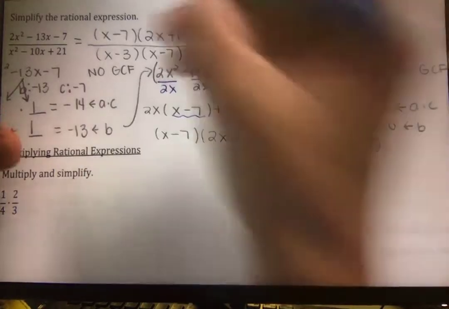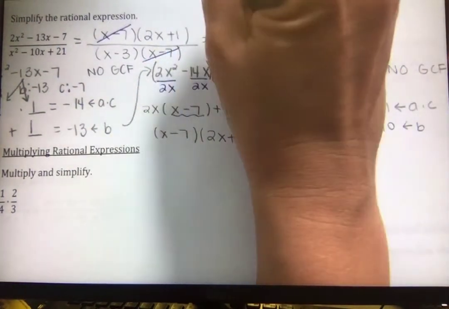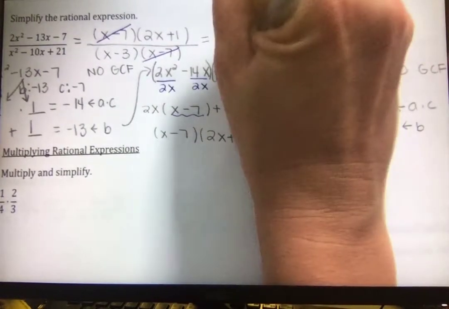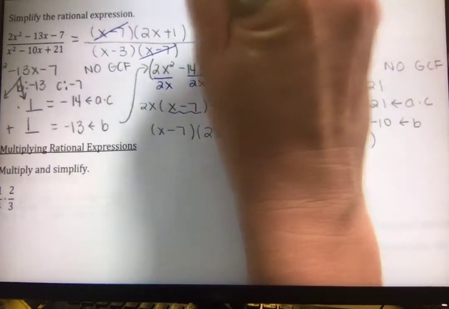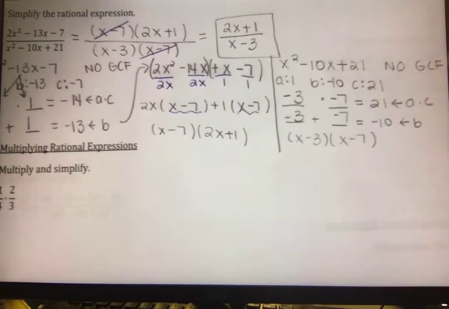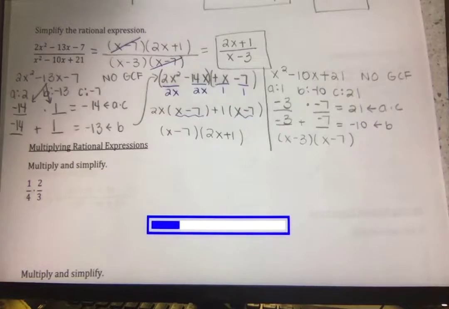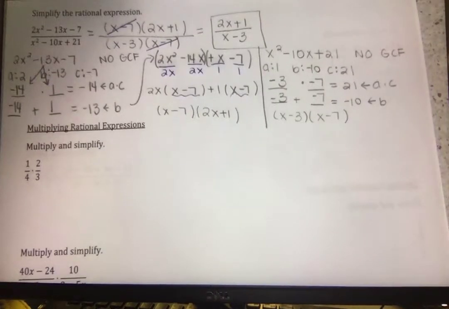This is my favorite part. It's so stress relieving. Ready? Boom, boom, done, they go away. Up top, boom, boom. We're left over with 2x plus 1. On the bottom, we're left over with x minus 3. These are not the same thing. They're not the same factor, so nothing else can cancel. Final answer, 2x plus 1 all over x minus 3. So that's simplifying. We're going to simplify every single fraction, so we're going to use this skill for all of this.